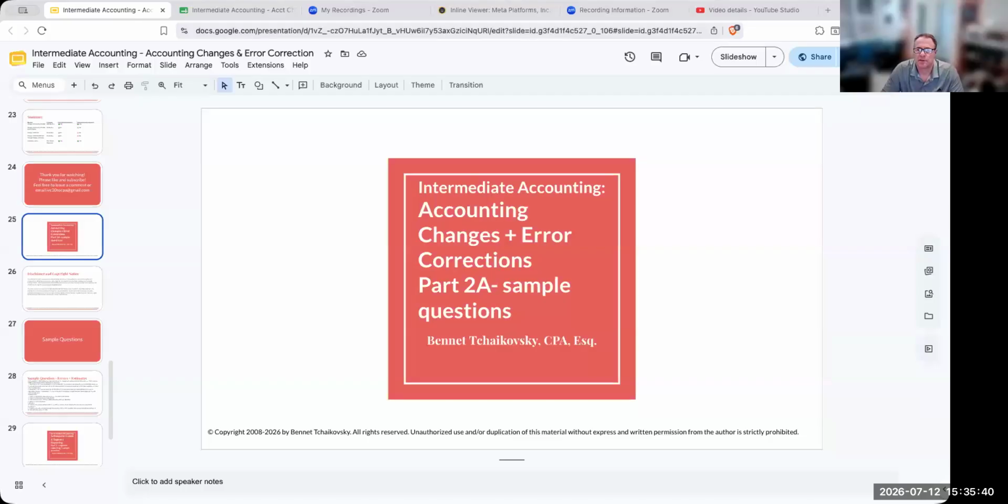Everybody, and welcome to our series on changes in accounting estimates and errors. And we're going to go ahead and look at a sample question.